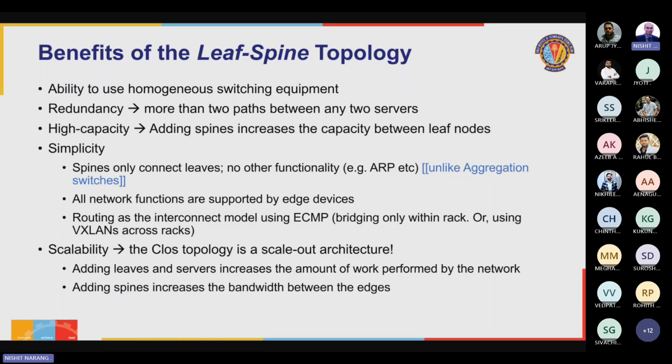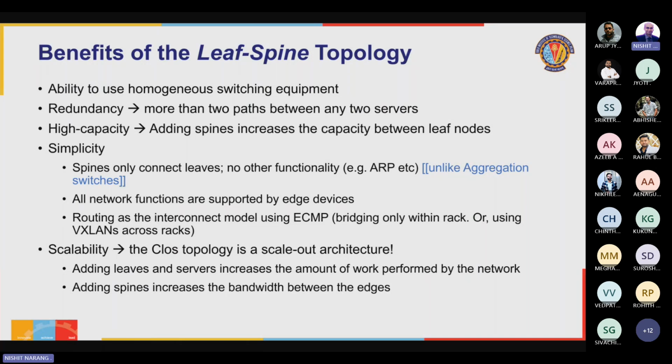It's also simple because the functionality is distributed across all nodes in the network. So there is nothing special about the spine switches compared to the leaf switches. All network functions are supported by all network nodes in this data center network. It's unlike the access aggregation core architecture where aggregation switches had a larger role to play. And this also comes from the fact that the data center network following the leaf spine topology is built with routing as the interconnect model, so that layer 3 networking is what drives the modern data center network.